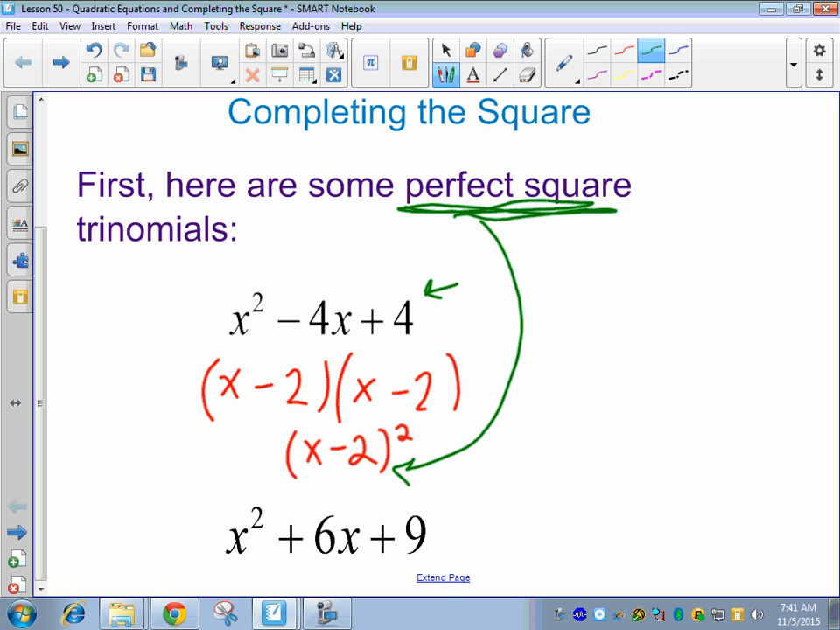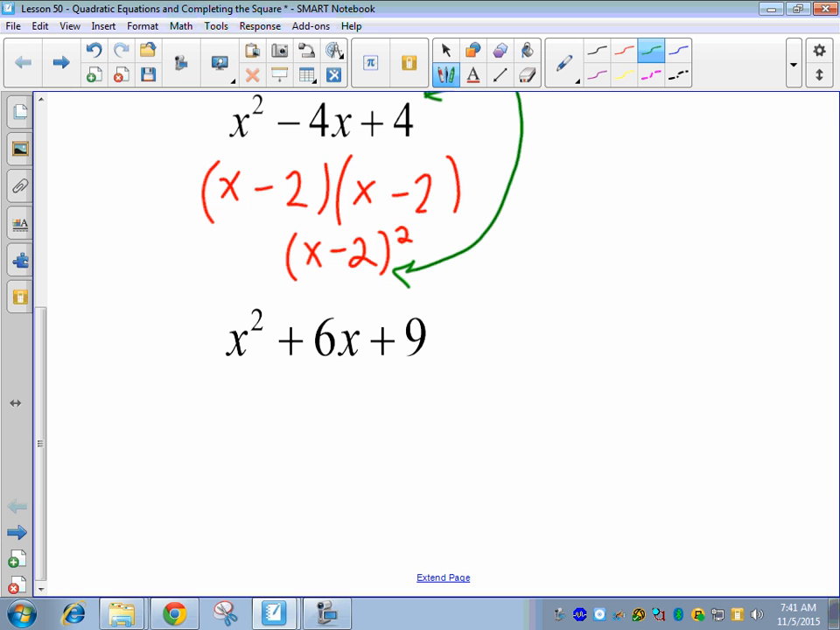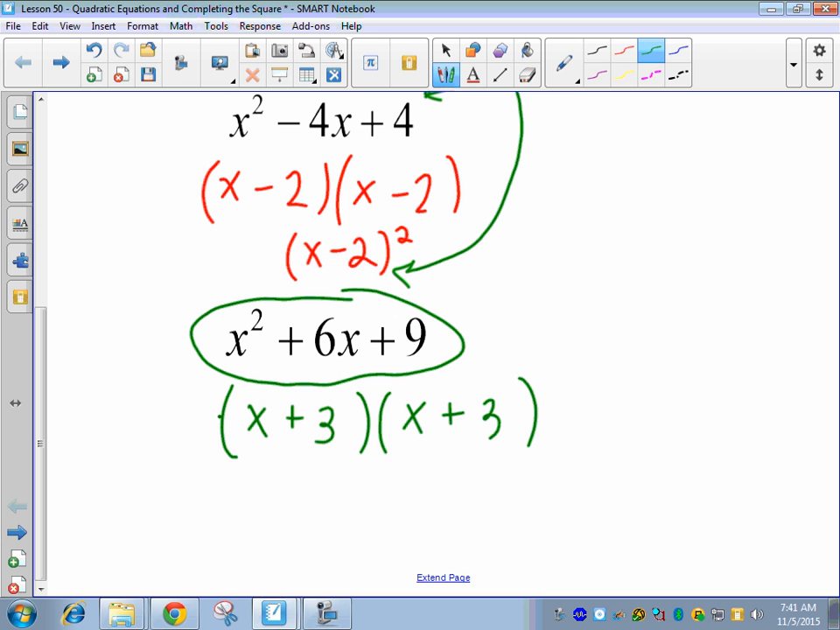Okay? So same thing here. I have x squared plus 6x plus 9. So Bailey, what multiplies to 9 and adds to 6? Yes, so we have x plus 3 and x plus 3. So is this a perfect square trinomial? Yes, because we have two of the same thing, so it would FOIL out like that and makes it a perfect square trinomial.